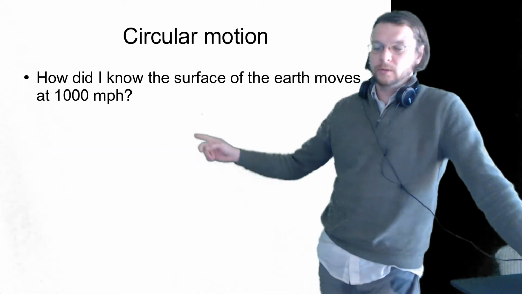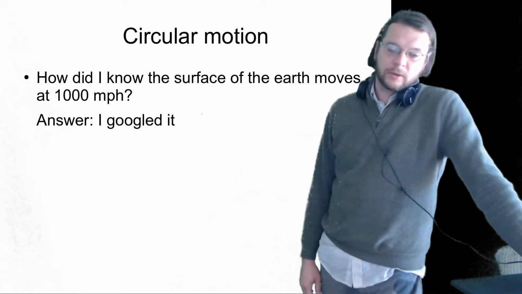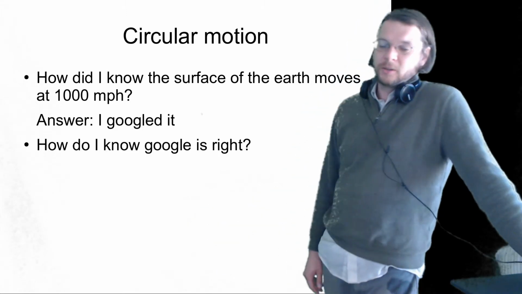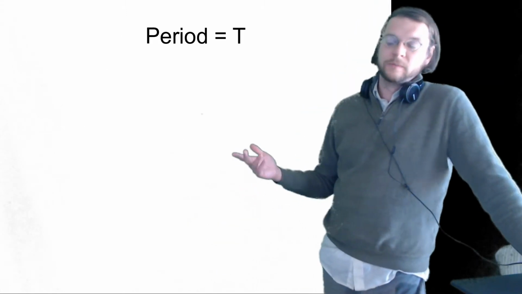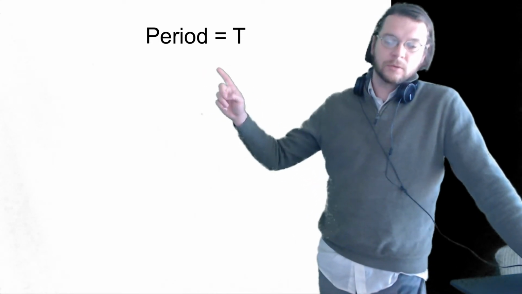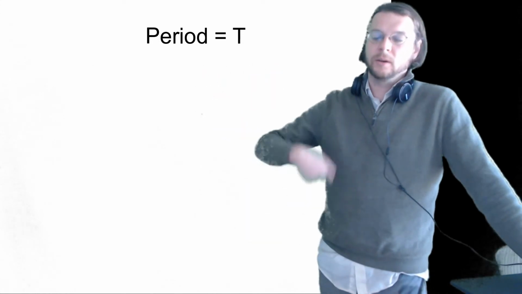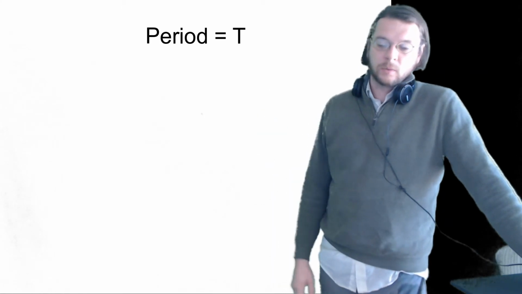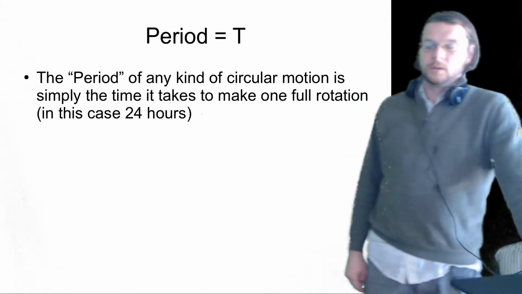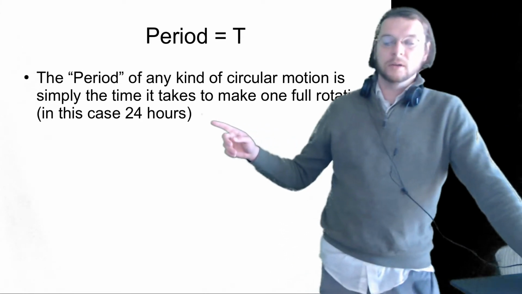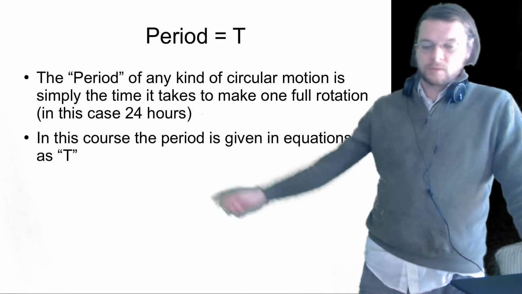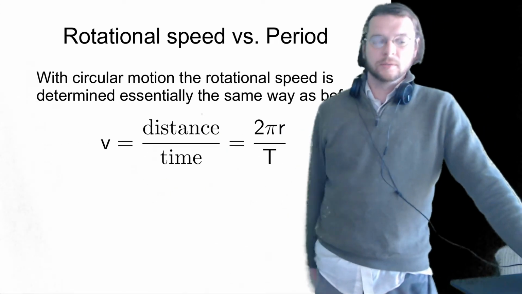So how did I know that the surface of the Earth is moving at 1,000 miles per hour? Well, I Googled it, like everyone else. But how did I know that Google is right? Consider the following. The period of the motion, the time it takes for the thing to get back to where it was, is capital T. For us, that's 24 hours, and we want to convert that into seconds. In this course, we're going to use capital T for the period.